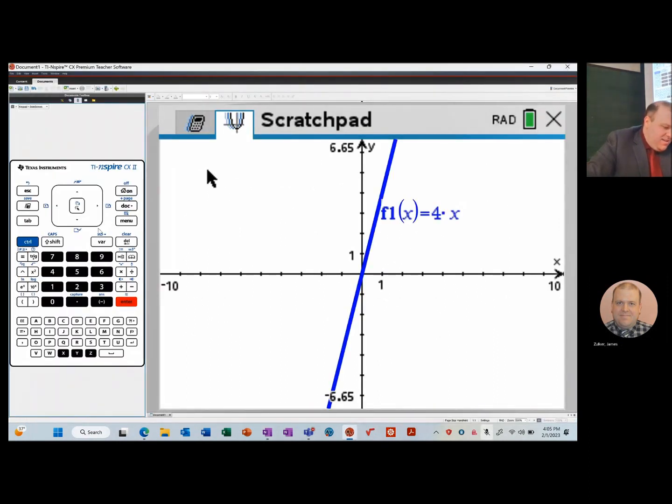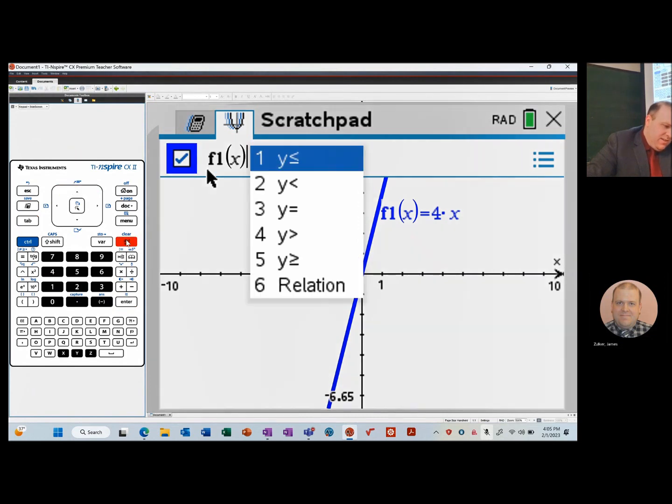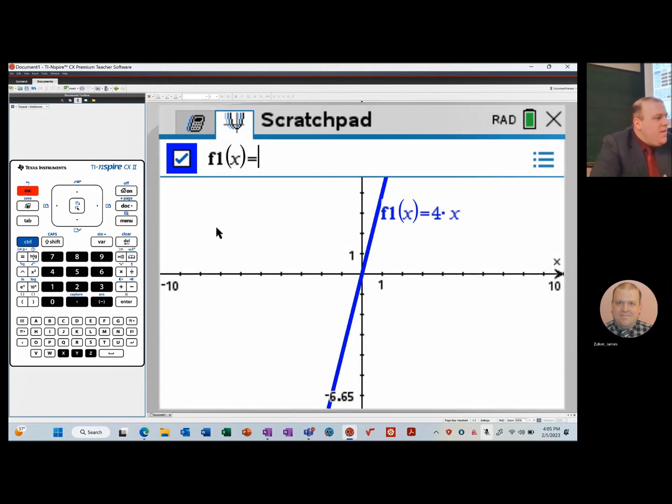Now, let's hit tab to bring that back up. Scroll up. Escape. I do not know if the TI-84 can do this. The TI-84 might be locked into graphing functions only, not relations, and specifically functions of the form y equals f of x. But the TI-Nspire can also graph relations.